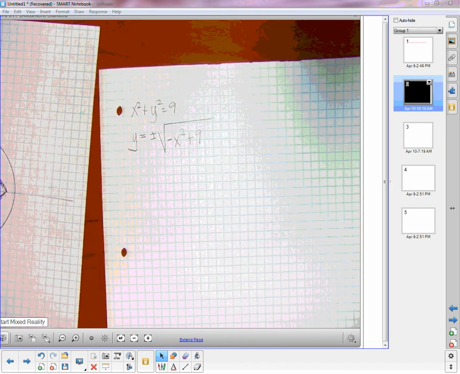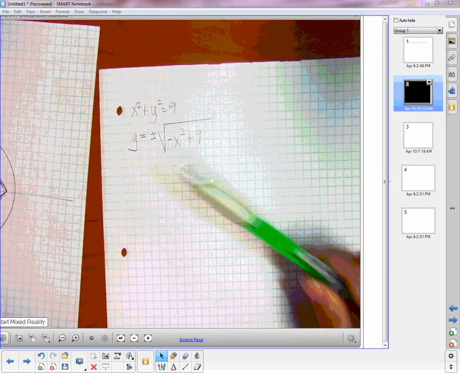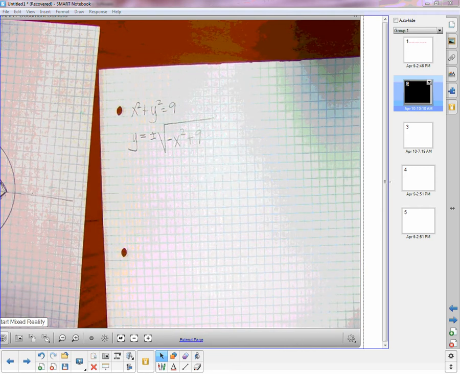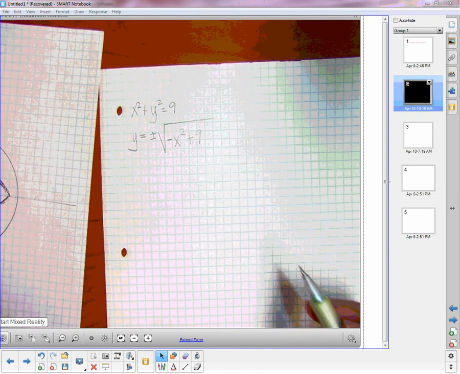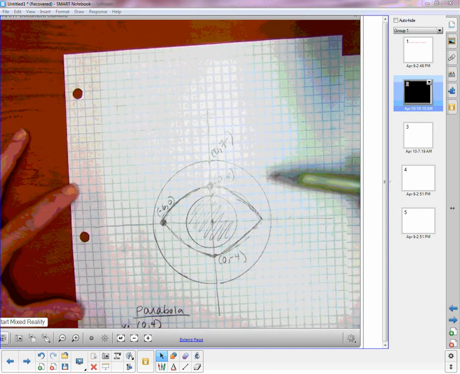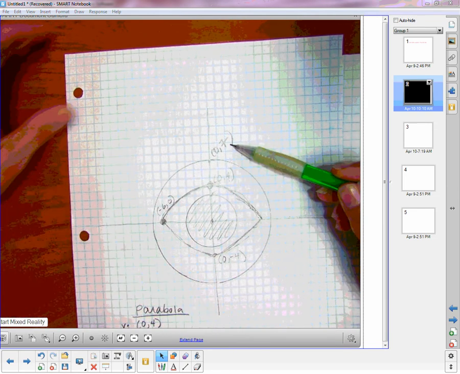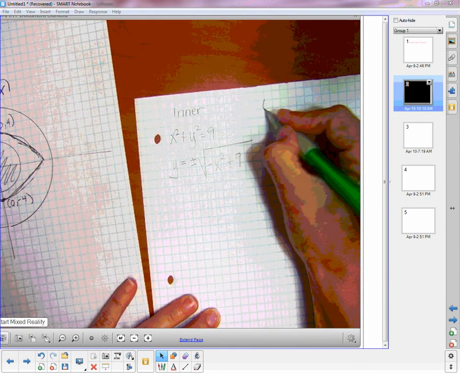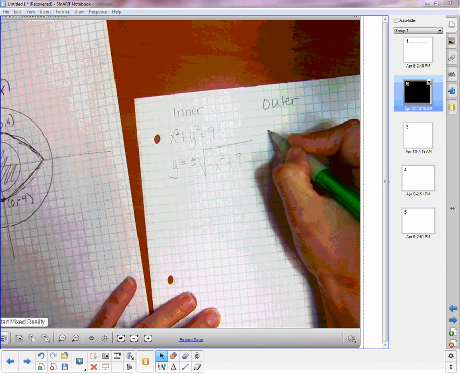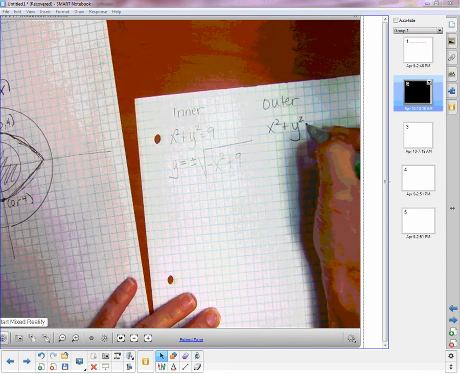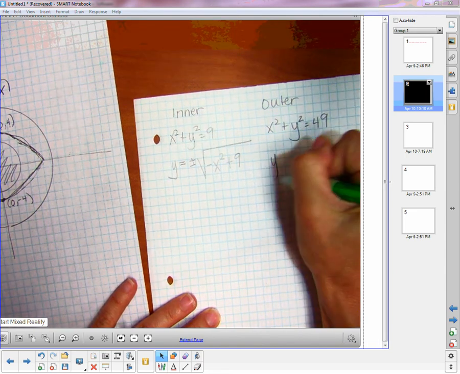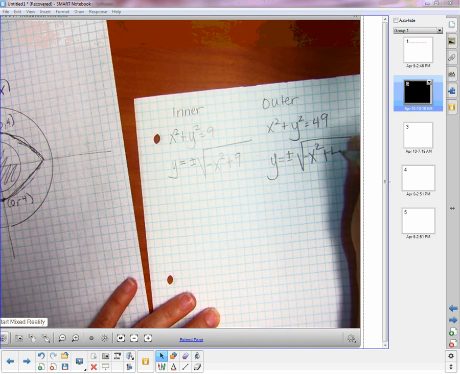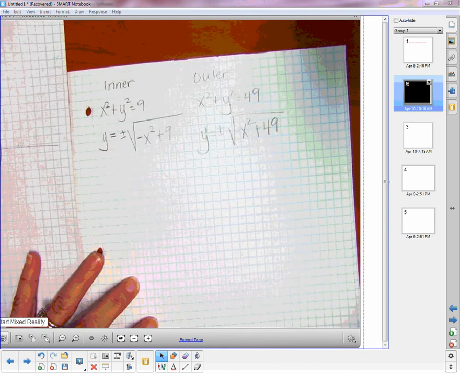But remember, when you go to put that in the Inspire tomorrow, you're going to have 2 separate entry lines. The positive root's f of 1. The negative root is f of 2. And then for the outer circle, I had a radius of 7. So this was the inner, and the outer circle was x squared plus y squared equals 49. So when I put it on the Inspire, this was negative x squared plus 49. And of course, I had 2 entries for that.